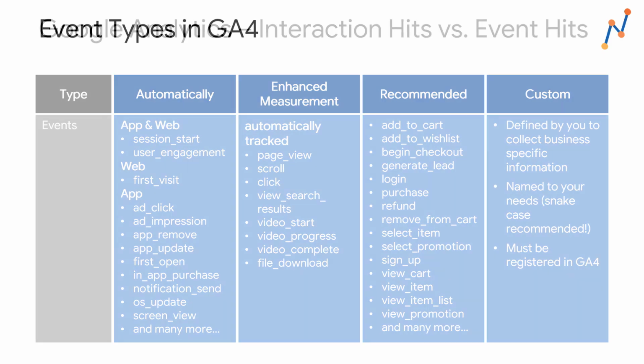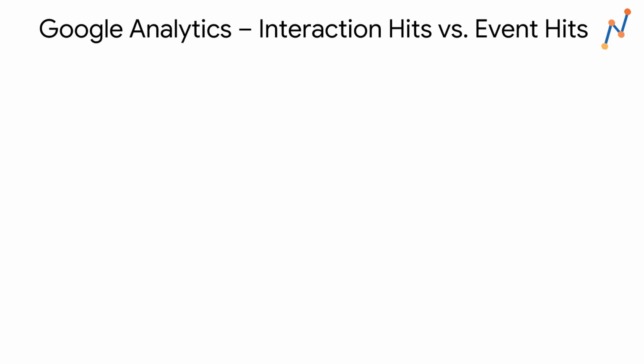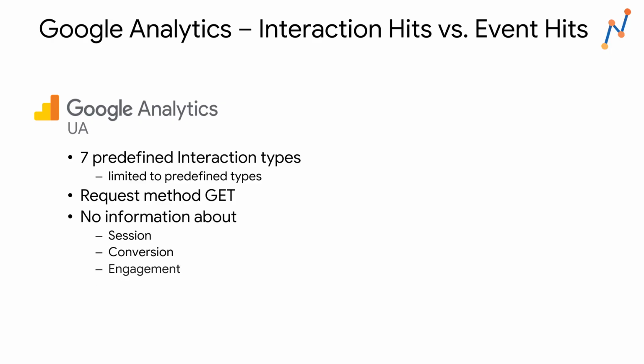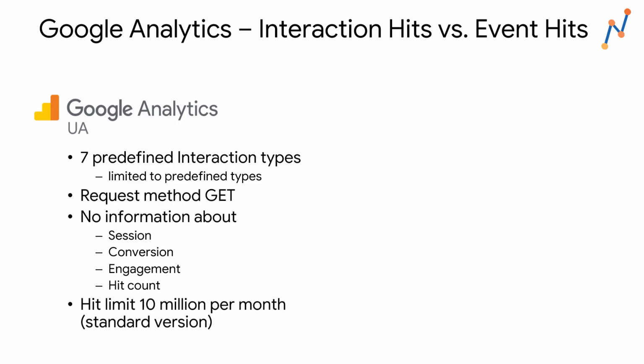So to sum up the differences between Universal Analytics and GA4 when it comes to comparing interaction hits and event hits, it's like this. In Universal Analytics, there are 7 predefined interaction types available, and unfortunately you are limited to them. And those interaction hits are sent to Google Analytics with a GET request. The appended parameters of the hit unfortunately don't carry information about session, conversion, engagement, or hit count, and also there's a hit limit of 10 million hits per month in property for the standard or non-paid version of Google Analytics.